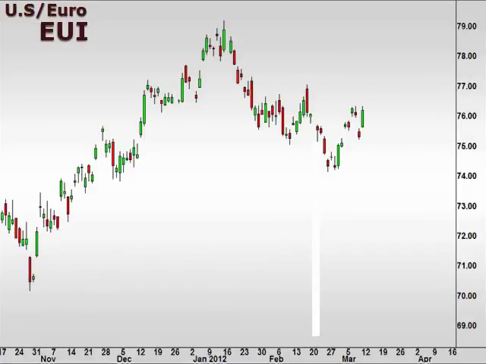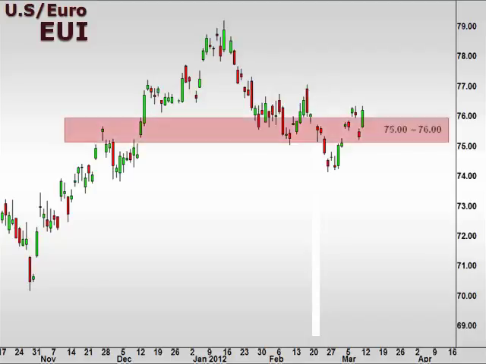Let's take a look at the EUI, the US versus the Euro. Well, the EUI appears to have broken through the downtrend line, and the 75-76 focal zone now assumes the role of support. This close above 76 lends credibility to a continuation higher.